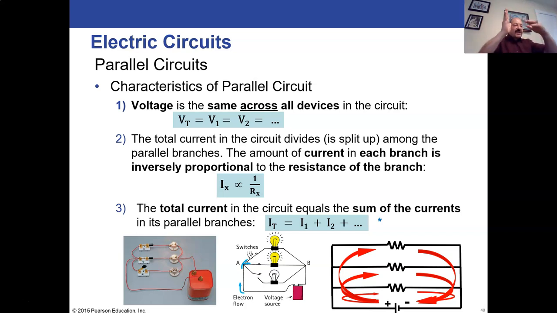Current is the flow of electrons. And if you split the wires, some electrons will go one way, some will go another. So the current is no longer constant in a parallel circuit, but the voltage that goes across all the devices is the same across all of them.